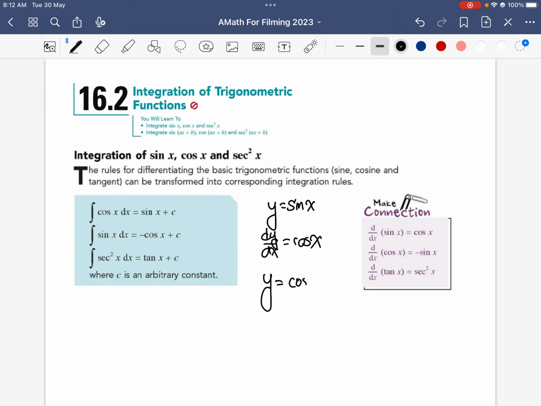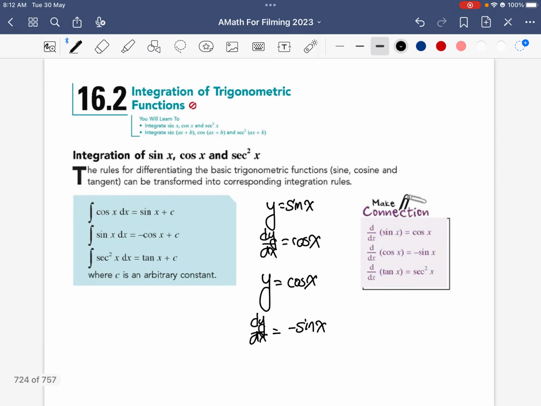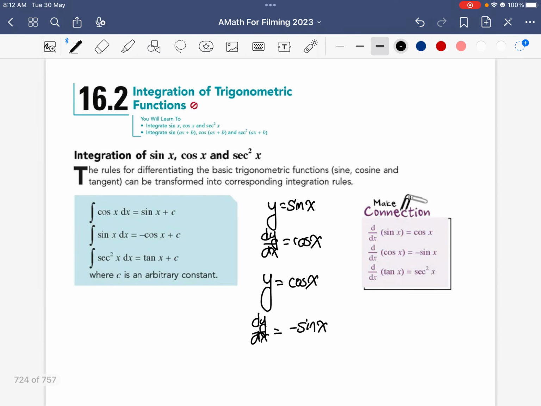The next one's slightly trickier. If y equals cosine x, and you differentiate y with respect to x, you get negative sine x. So it follows that if you integrate negative sine x, you get positive cosine x. So it goes to follow that if you integrate sine x without the negative, with respect to x, what you should get is negative cosine x.